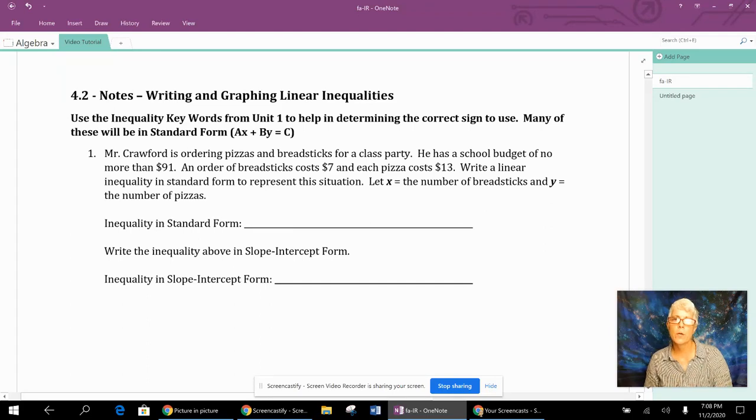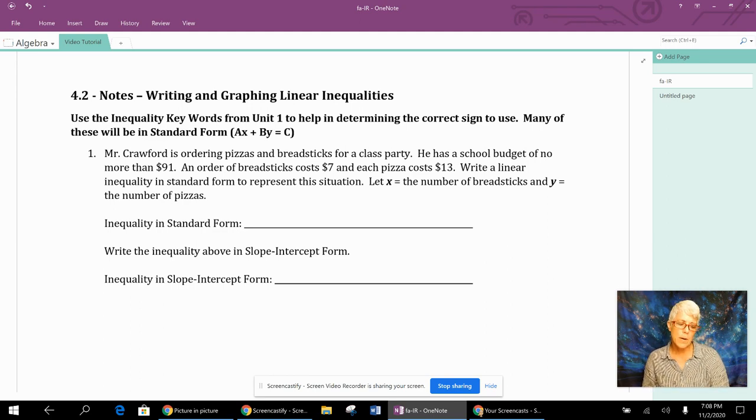Guys, today we're going to continue our study of writing inequalities and graphing them. As we ended yesterday's notes with creating an equation in standard form, we're going to do the same thing today, and we'll be able to see the variety of answers that you can have from these inequalities.